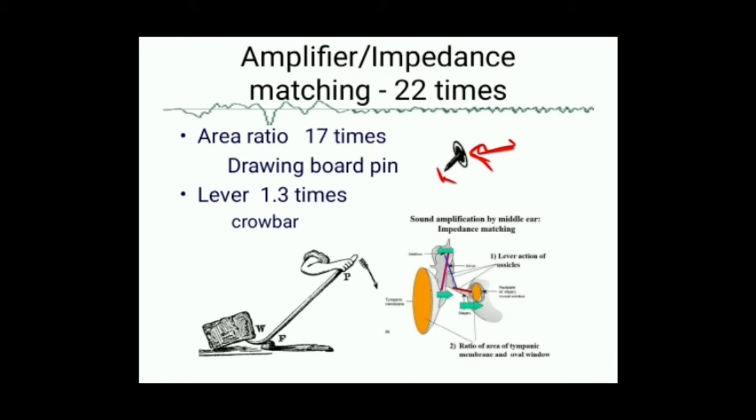Okay. So how does it apply to the ear? If you see, the surface area of the tympanic membrane is about 50 millimeters square, whereas the surface area of the oval window is only 3 millimeters square. So the surface area of the tympanic membrane is roughly 17 times larger than that of the oval window. So what happens? The force of vibration on the tympanic membrane, when it reaches the oval window, is amplified by about 17 times.